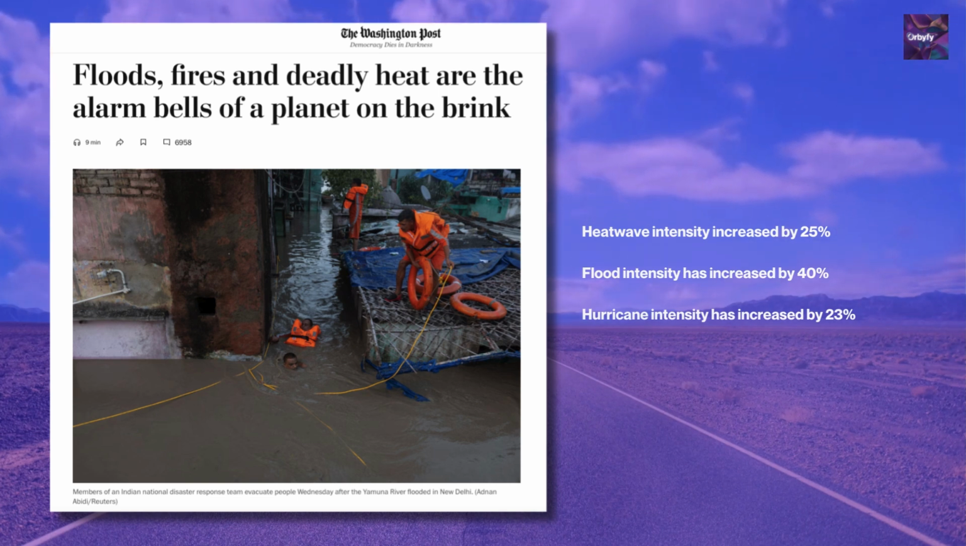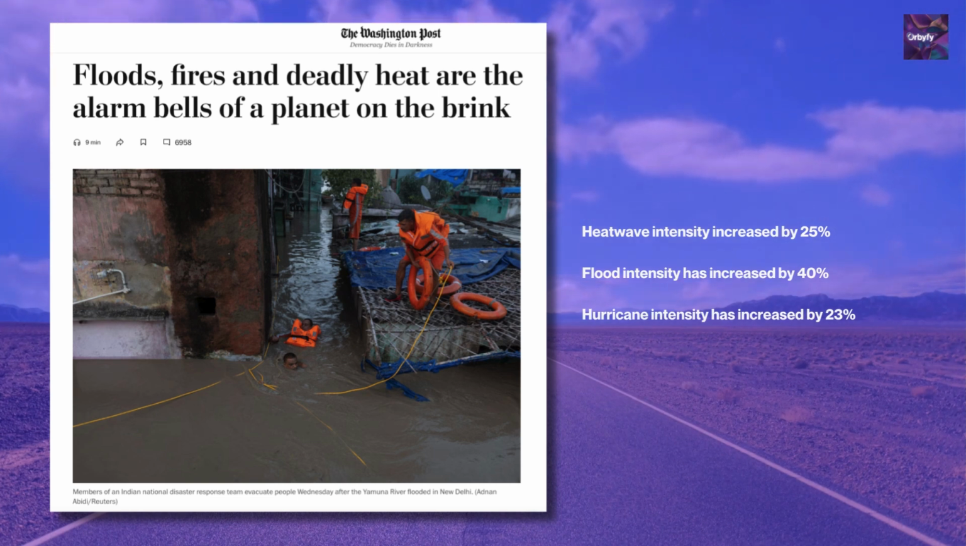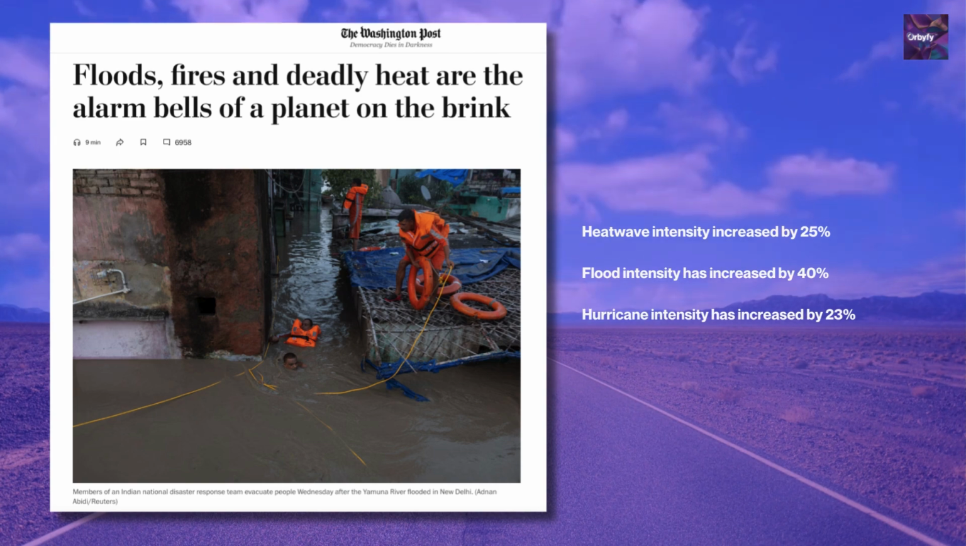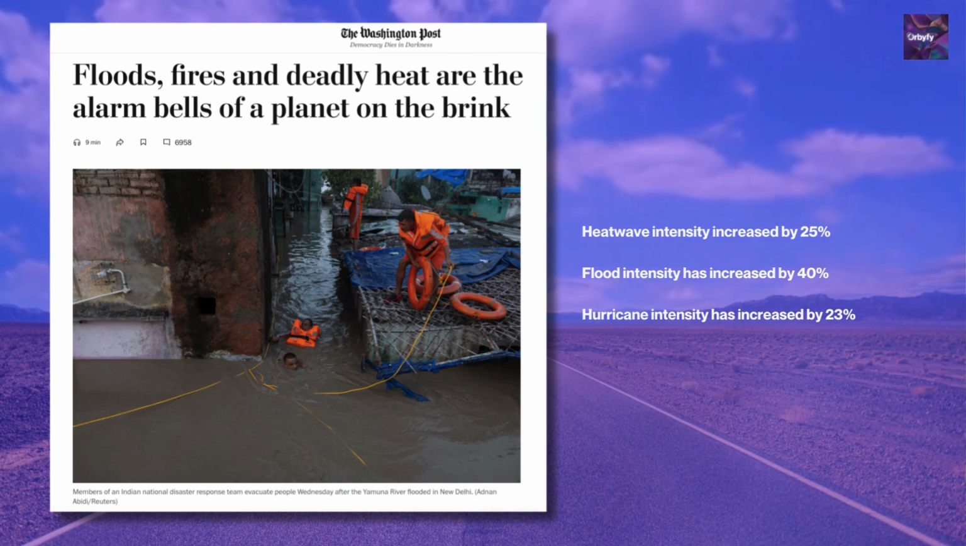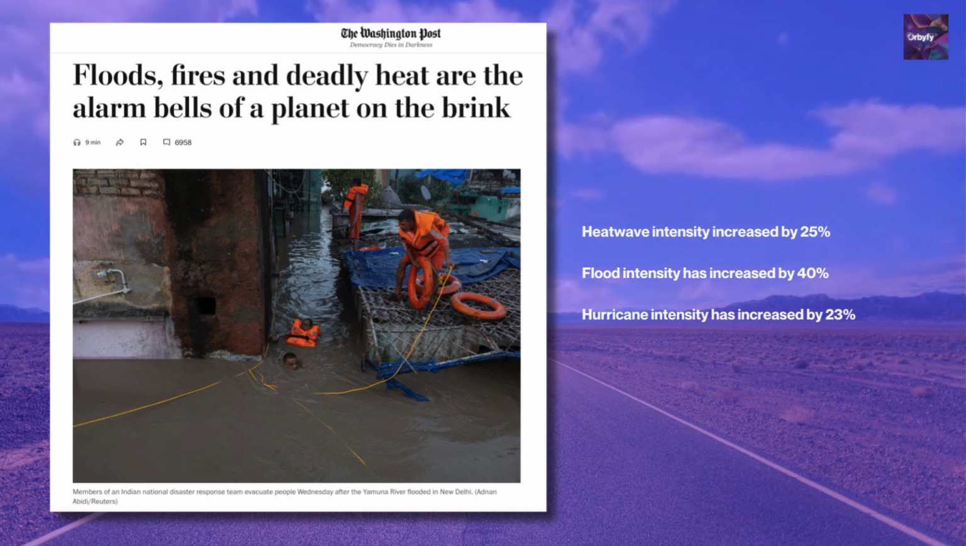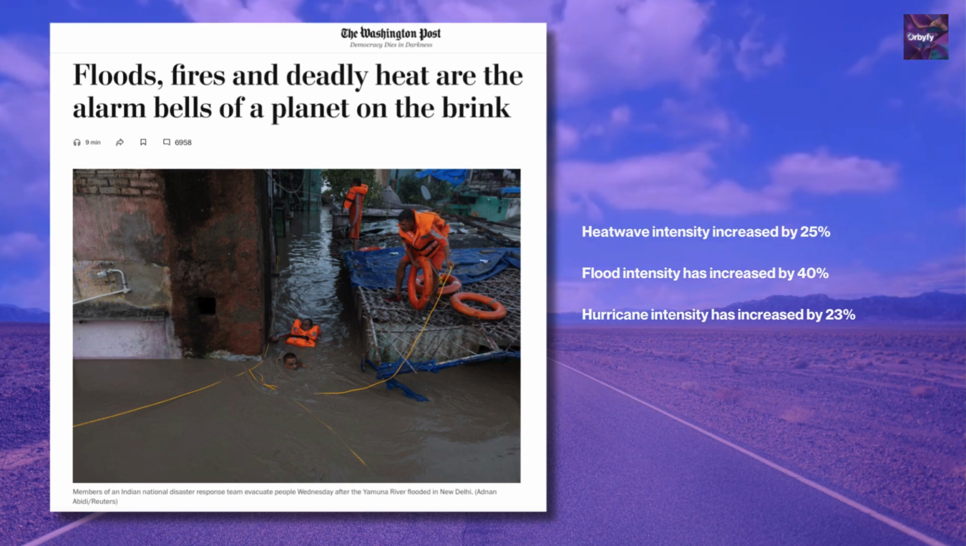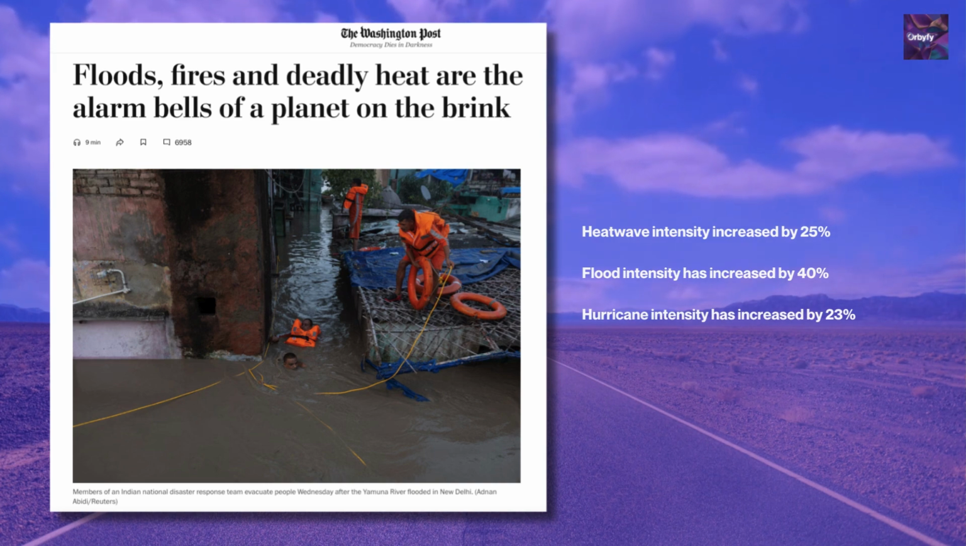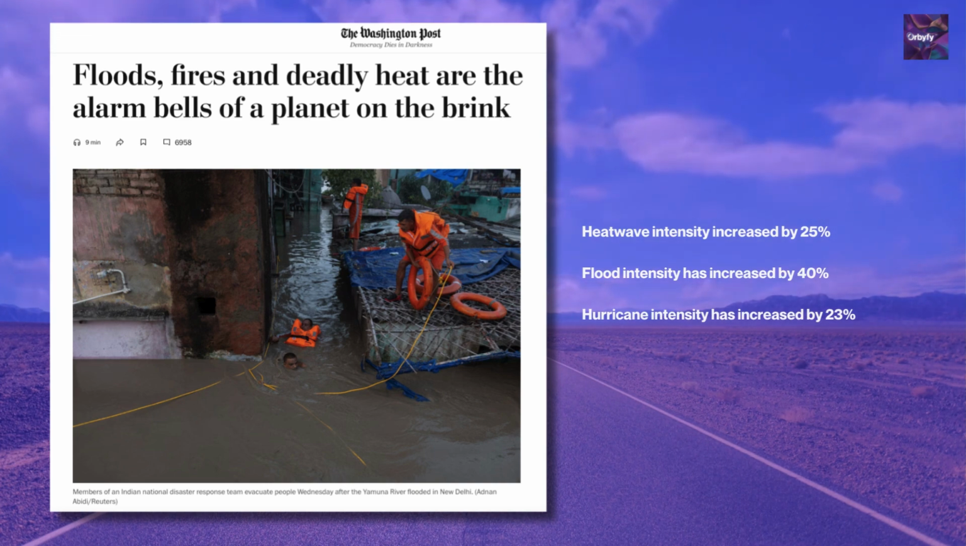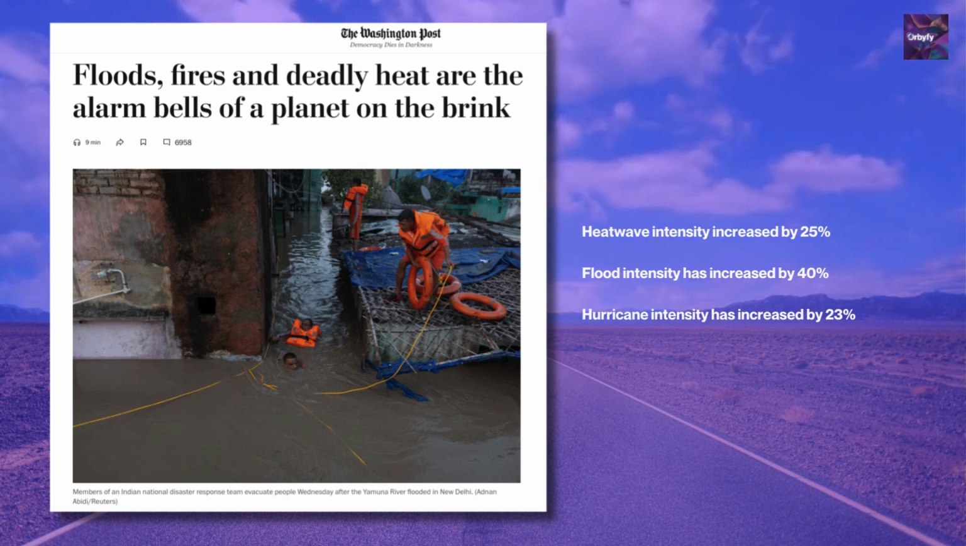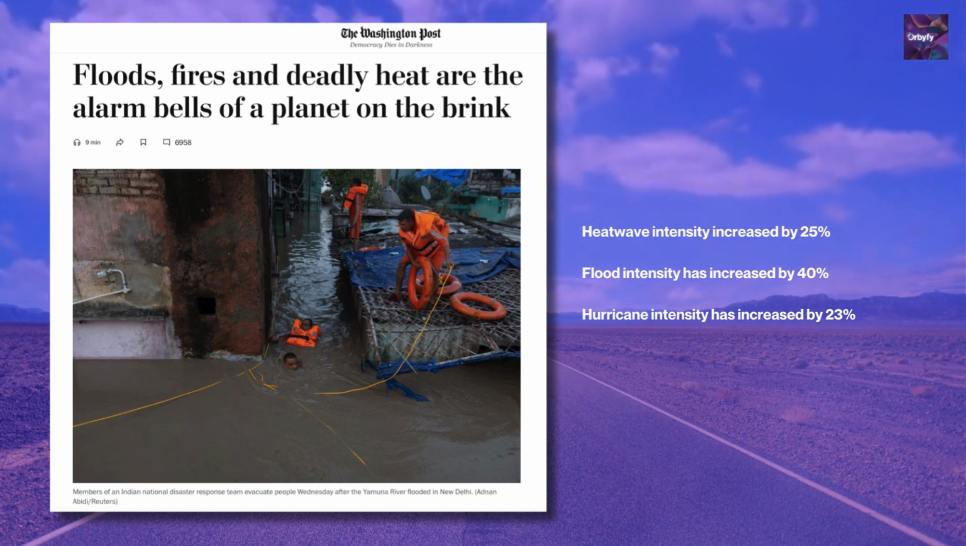General weather trends, of course, are getting worse. And I can almost guarantee that wherever you're viewing this from this week, there is likely a major weather event making the news, right? Heat wave intensity has increased by 25%. Flood intensity has increased by 40%. Hurricane intensity has increased by 23%.